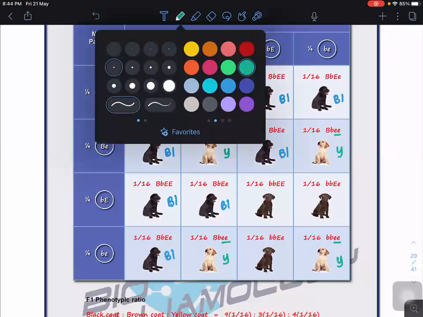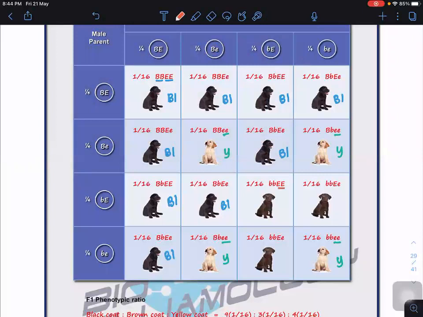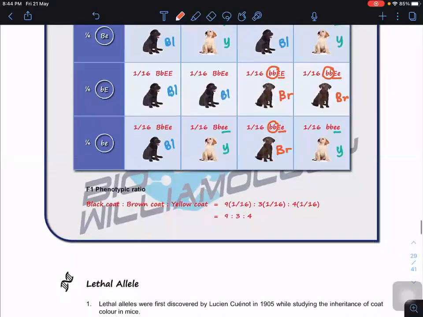Now the last one. You look at this. Yes, there is deposition, but small b. So small b indicates what? They are brown color. So according to this, you can see that you no longer get 9:3:3:1, but you get black coat to brown coat to yellow coat in a ratio of 9:3:4. Again, it doesn't follow the Mendel dihybrid cross anymore.